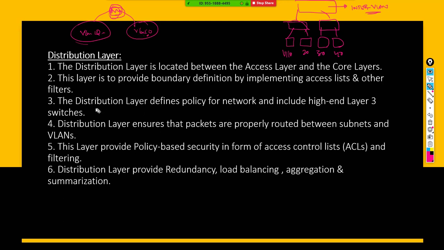So these distribution layer devices are going to help us with routing between subnets and VLANs. That is your distribution layer where you can enable inter-VLAN. We will talk about inter-VLAN from Monday onwards, where we will do some labs. I'll tell you what VLANs are, what inter-VLAN is, what STP is, what VTP is. So these things will come.